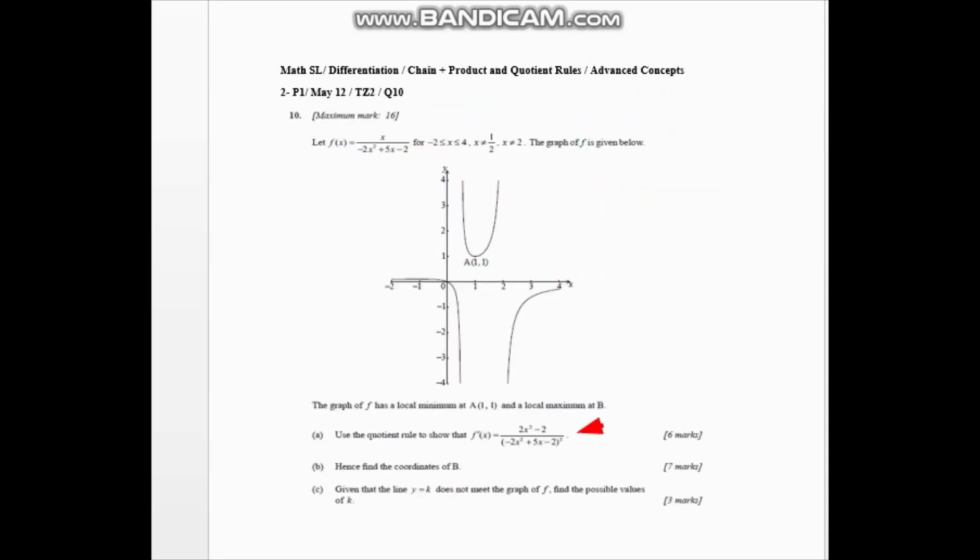Right there, the required function looks exactly the same as our answer. So moving on to question B, I'm required to find the coordinates of point B, which is the local maximum of the function. So we should know that the local maximum is a turning point, and hence the derivative function is equated to 0.